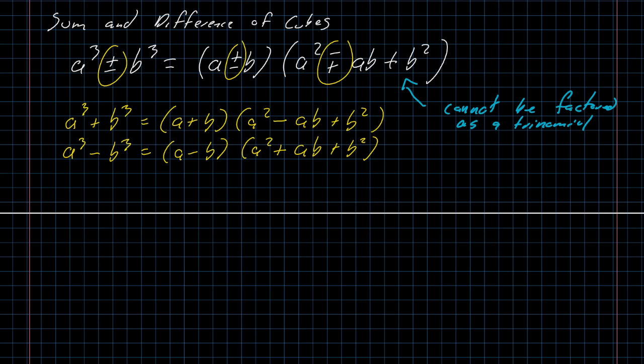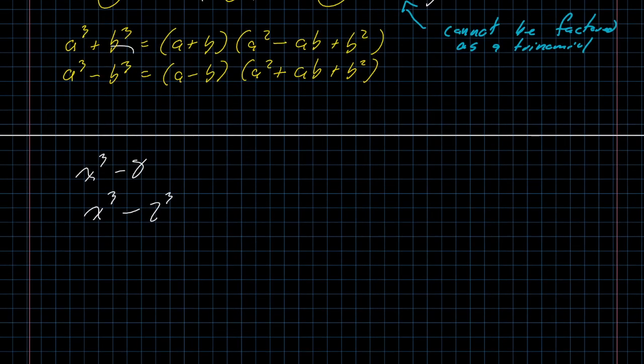Instead, let's dive into a quick example. How about x cubed minus 8? Clearly, x cubed is x cubed, and then 8 is 2 cubed. And so we're going to use the difference of cubes rule, which tells me that this is going to factor to x minus 2 times x squared plus x times 2, which we normally write as 2x, plus 2 squared. Well, 2 squared is 4.